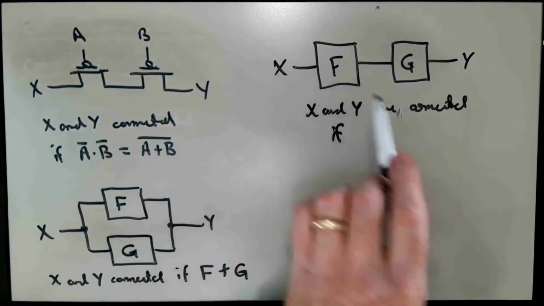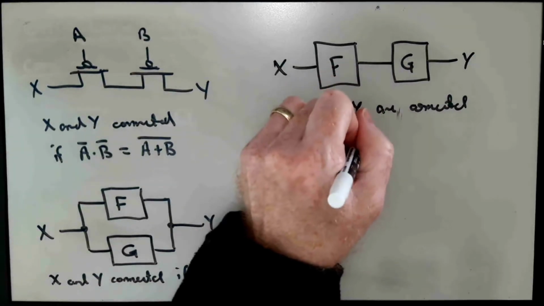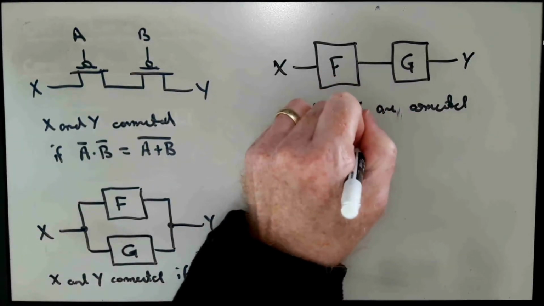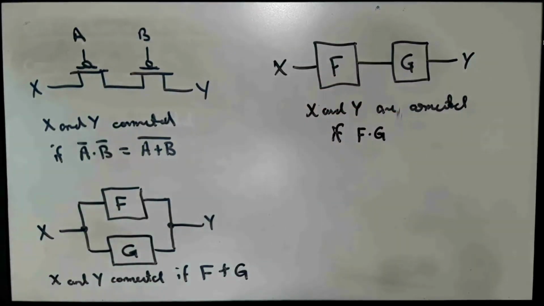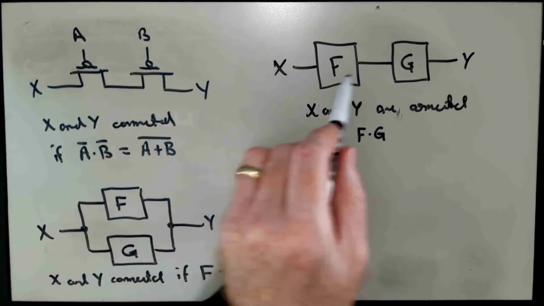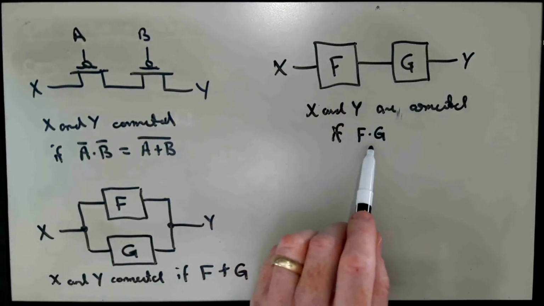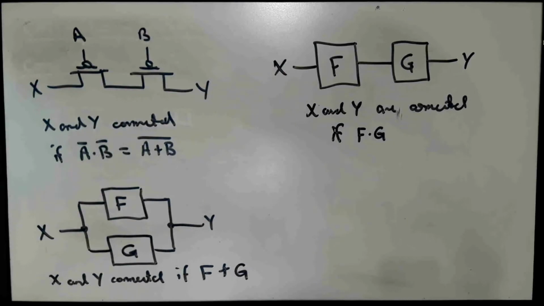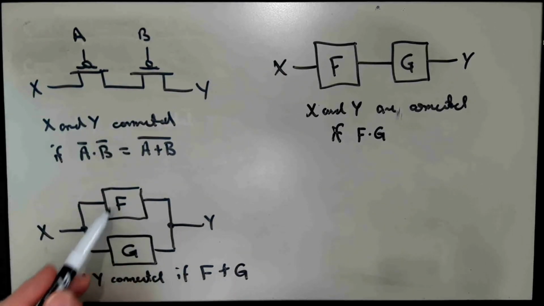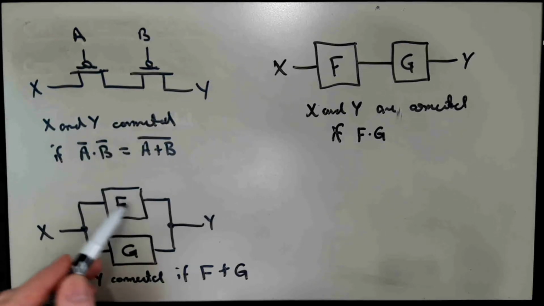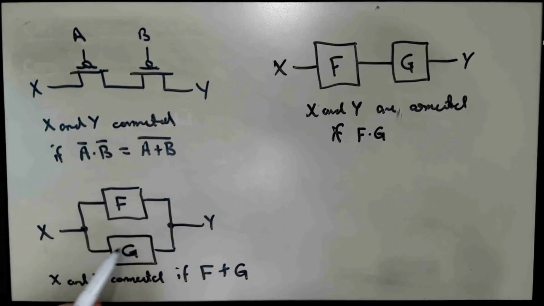If I have conduction through both, only through both, so if F and G. Okay? So that's kind of a generalization of the parallel corresponding to disjunction and the series connection corresponding to conjunction. So here the F box and the G box could be several transistors connected in series or in parallel or something like that, and they each have their own little conduction condition.